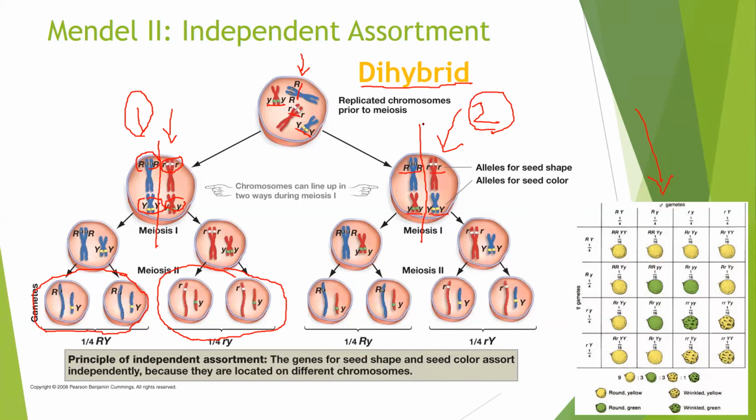All right, if the homologous chromosome pairs are lining up in this manner, then it will give you two possible gametes here. So the first gamete is the big R, small y, and the second gamete is the small r, big Y.